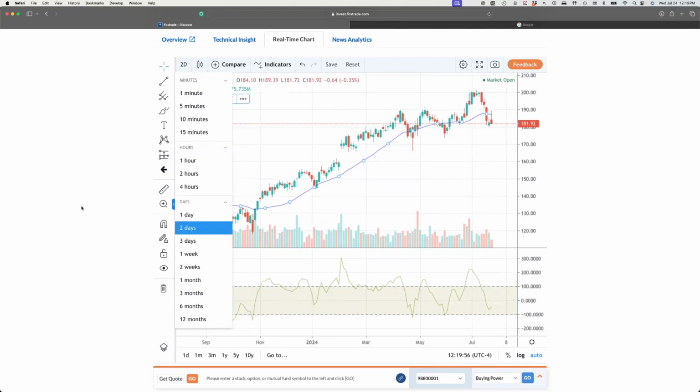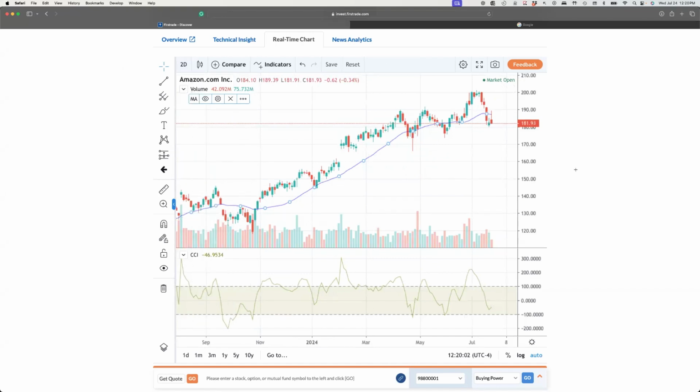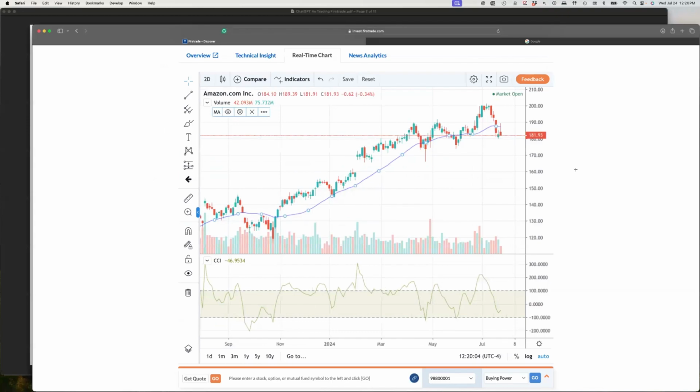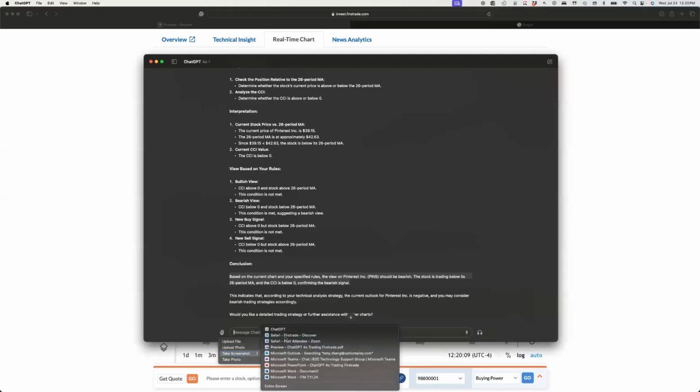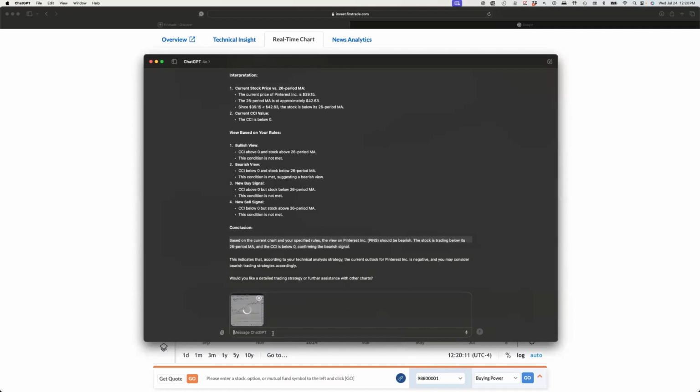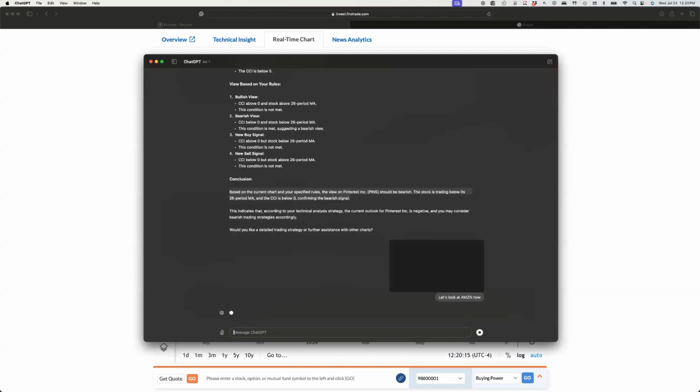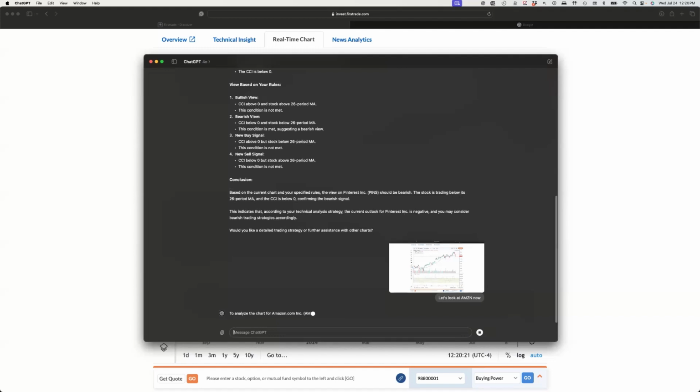This is all going to give me a similar interpretation, but as you can see, it doesn't really matter, right? The goal here is so that the tool helps you do the interpretation. So let's do that again. Let's upload this new chart for Amazon. We'll take a screenshot, and I will say, let's look at Amazon now, right? Once I've set my rules, ChatGPT remembers that. I don't have to keep entering my rules for my trading strategy.